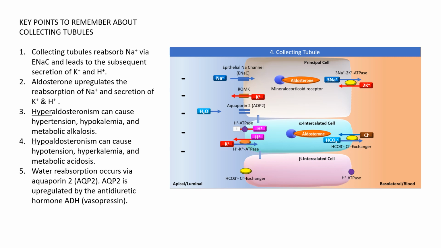Water reabsorption occurs via aquaporin 2. Aquaporin 2 is upregulated by the antidiuretic hormone, ADH, also known as vasopressin. High ADH level increases water reabsorption, while low ADH level increases water loss into the urine.